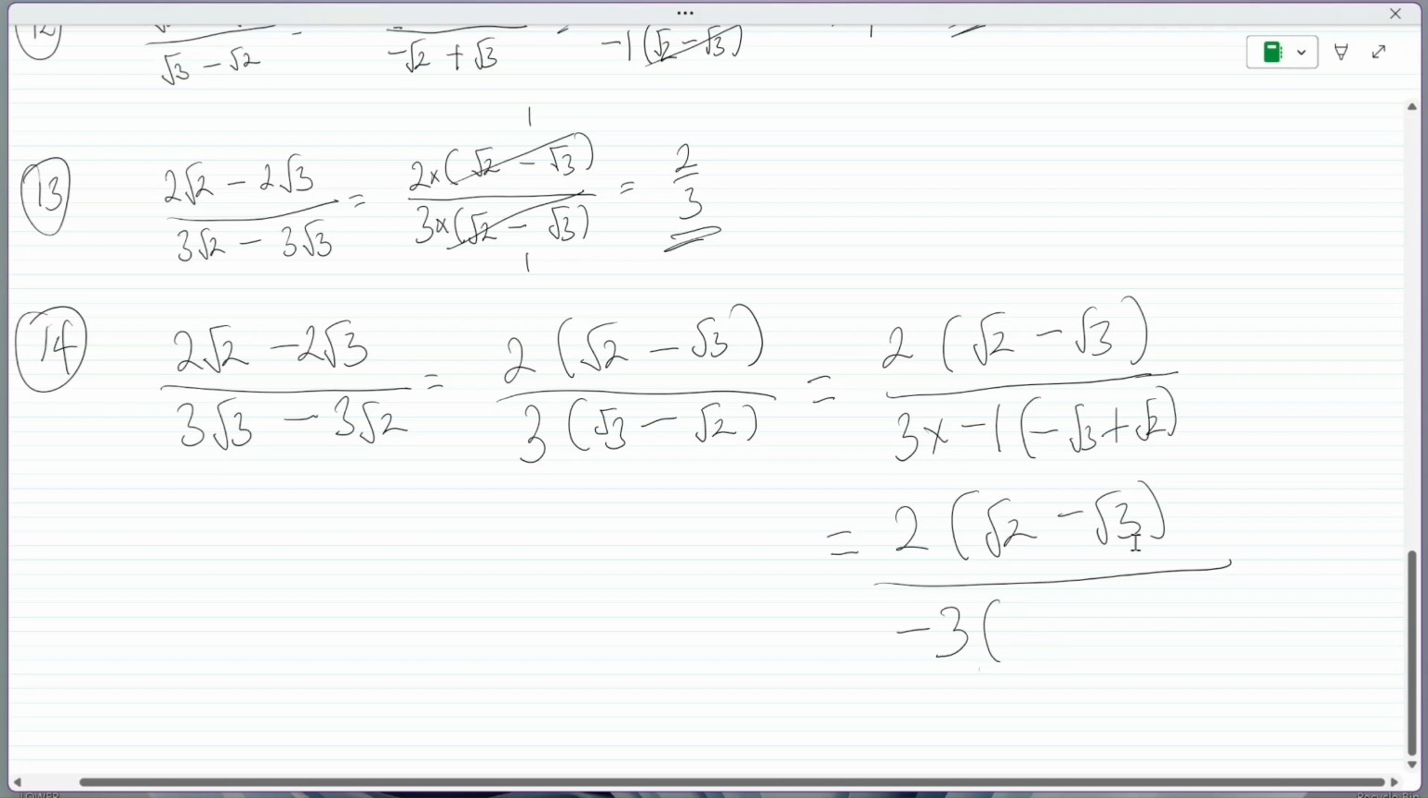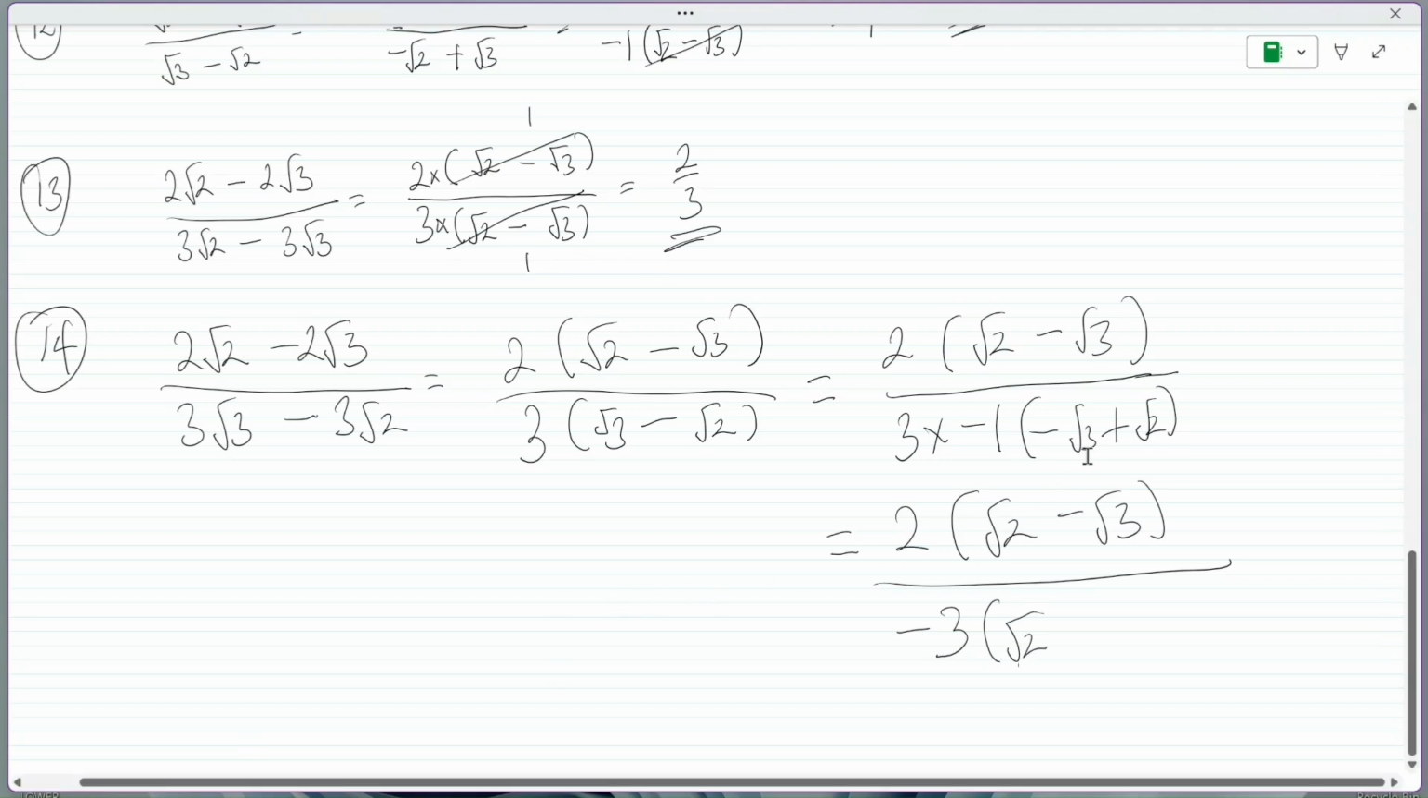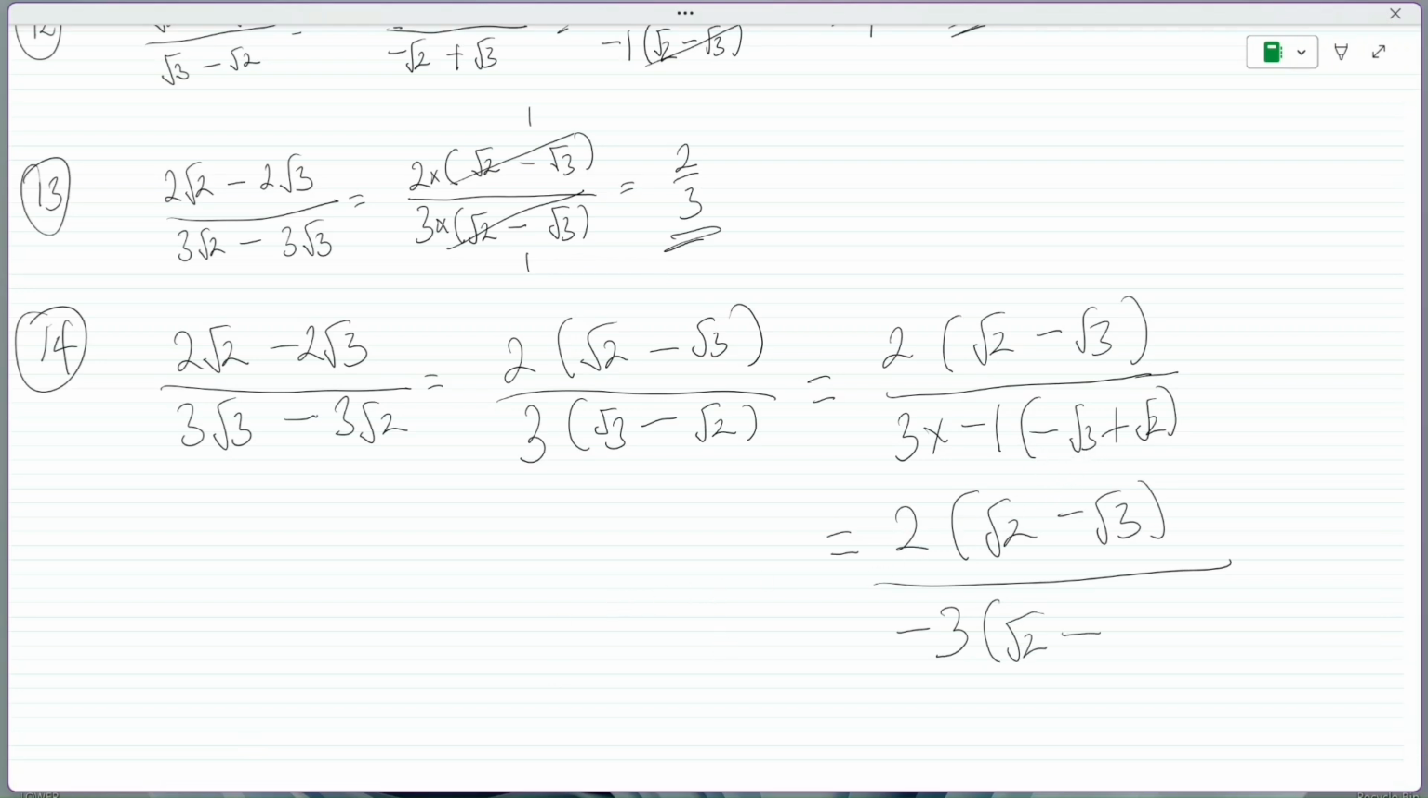Since you want it to look like the numerator, you can take the minus root 3 to the back and the plus root 2 to the front to make it exactly the same as that of the numerator. So we'll take the plus root 2 first. So you can write root 2 without the positive. Still means the same thing. And the minus root 3, you bring it behind, minus root 3.